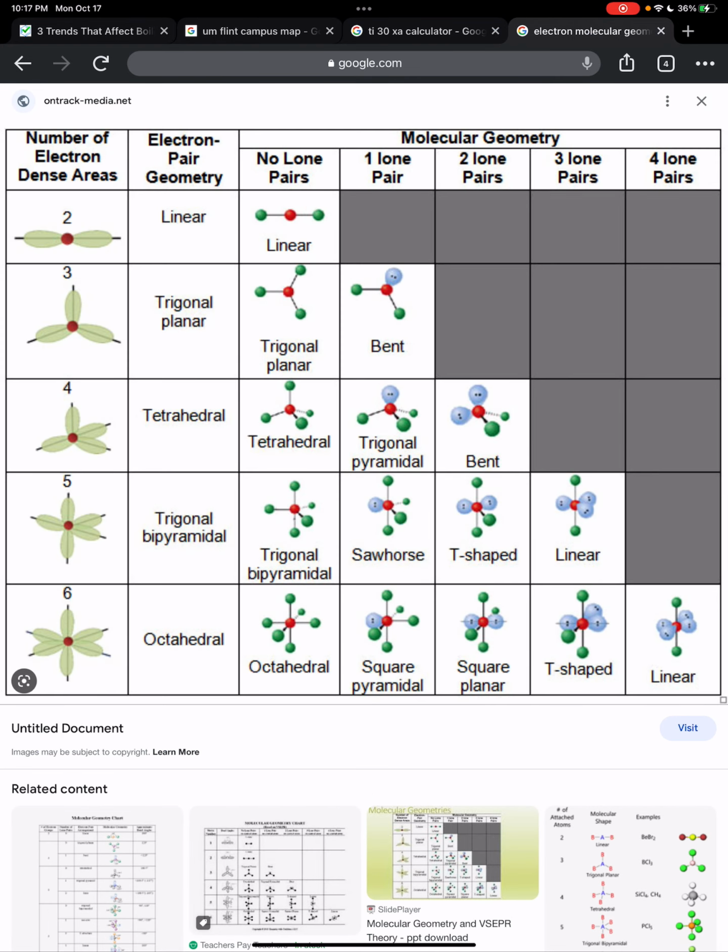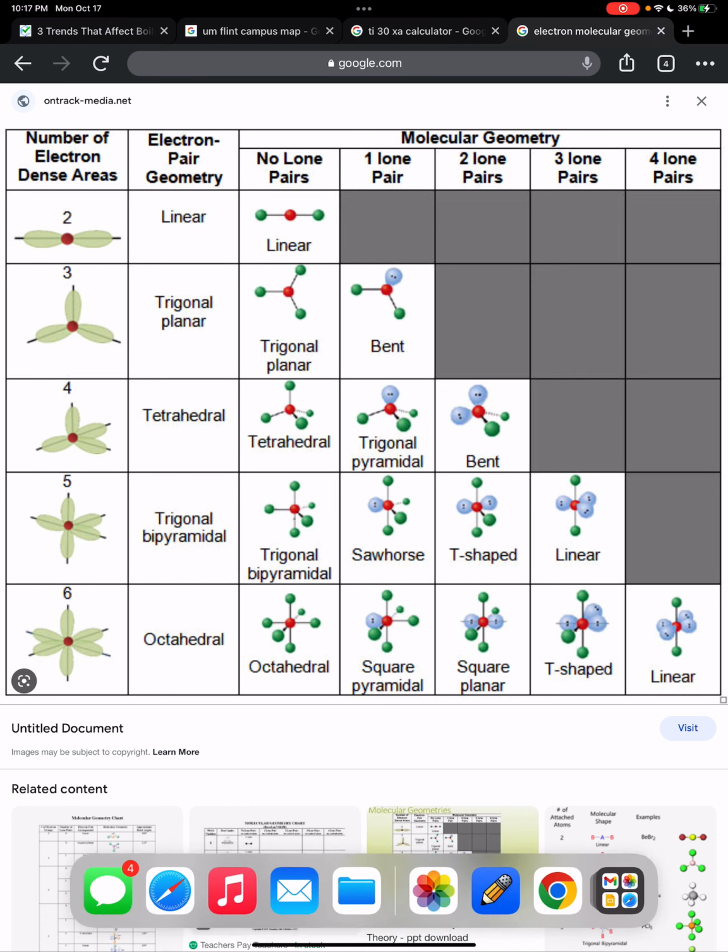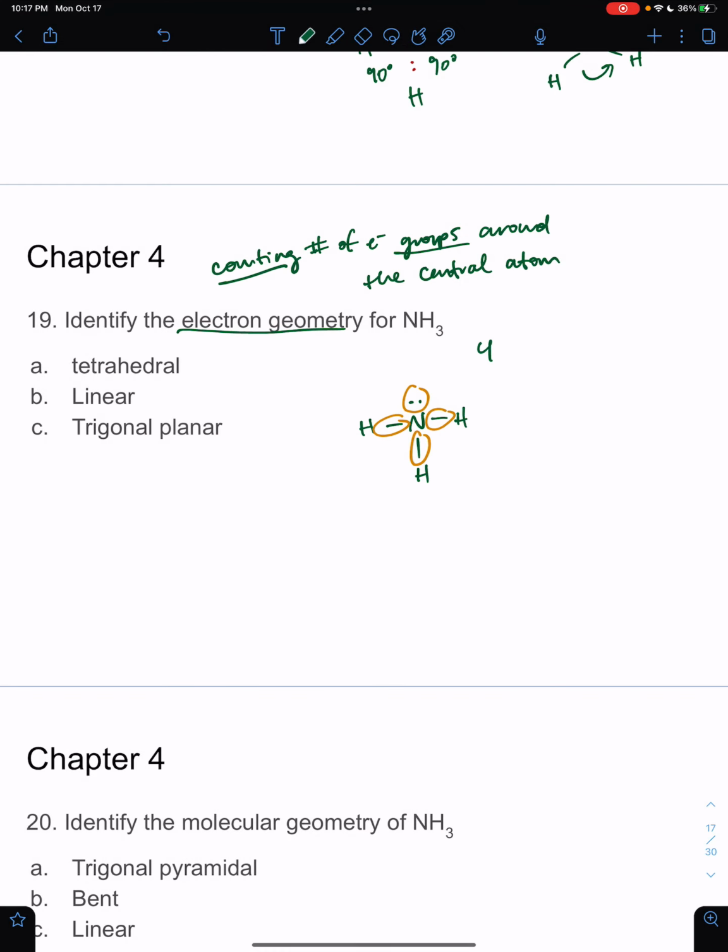Okay, so looking at this one, we're going to start on that first column on the left side. It's the number of electron groups. And then moving over to the second column, we had 4 electron groups. So the one that corresponds with 4 electron groups is called tetrahedral. You can see that there. So this one is going to be tetrahedral for electron geometry.